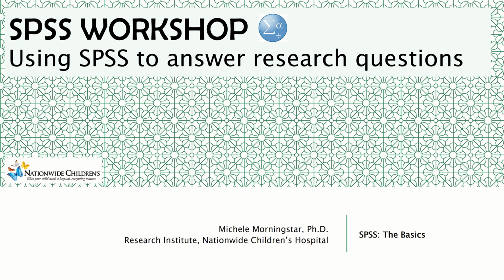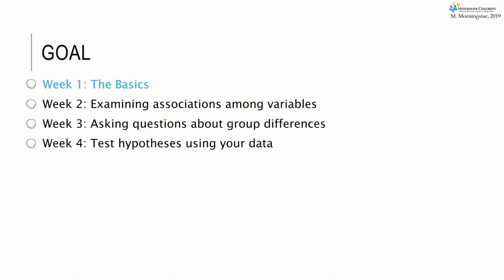So this might be too basic for some of you, and the next week what we'll do is really go into different types of analyses, including associations among variables like correlations, regressions. We'll also on week 3 talk about group differences, so looking at t-tests, for example, and ANOVAs.